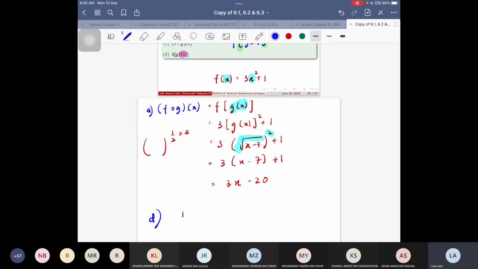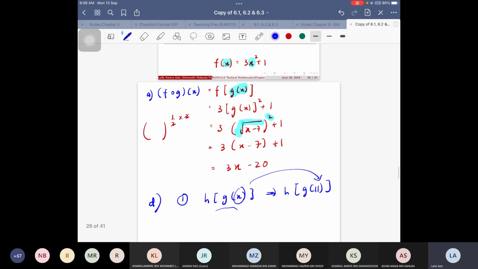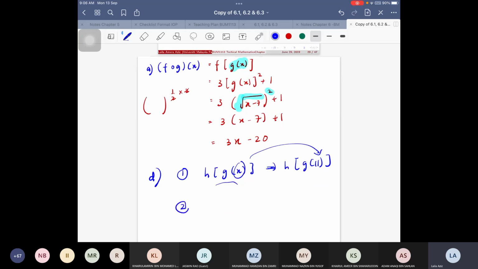Okay, cara yang pertama adalah, you boleh cari, so apa dia h of g(x). Okay, lepas dah cari h of g(x), barulah kita ganti. So cari apa dia h of g of 11. Maknanya dah dapat ni, barulah ganti. So, x adalah sama dengan 11. Itu adalah cara yang pertama. Okay, cara yang kedua, yang saya nak tunjuk cara kedua. Dan saya rasa cara kedua ni adalah cara yang lebih senang.